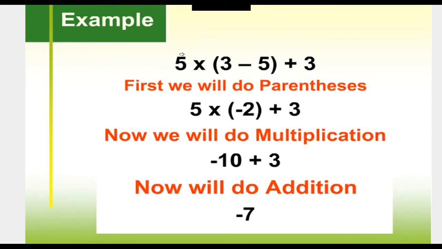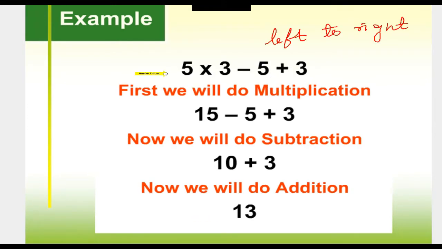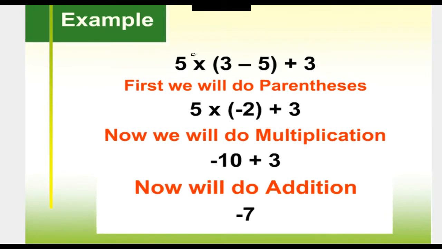Next question. Here you can see some difference. It is the same question, but there is a bracket in between these two numbers: 5 times 3 minus 5, with the brackets around the 3 minus 5, plus 3. Same numbers, same operations, but we will get a different answer because of the parentheses. According to PEMDAS, first we will do the parentheses. So what is 3 minus 5? Negative 2. 5 times negative 2 plus 3.